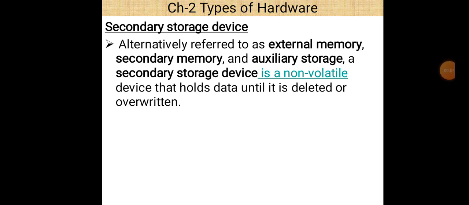Good morning, students. Today our topic is the computer system, and in this lecture we are going to discuss types of hardware. So our focus is on storage devices.